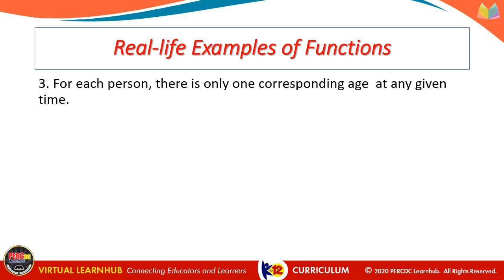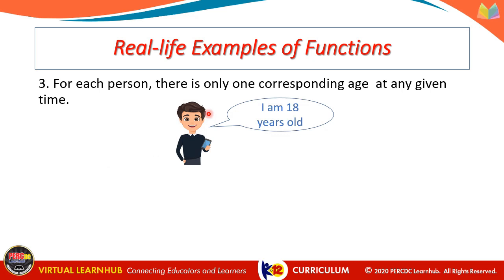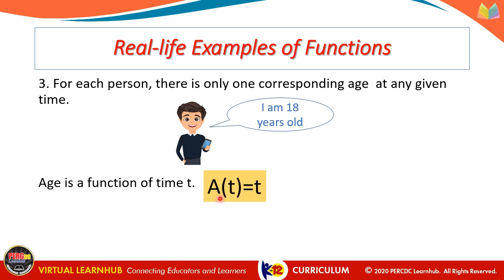Example number 3. For each person, there is only one corresponding age at any given time. Say, for example, this man is 18 years old today. No person can claim that he or she is both 18 years old and 60 years old at the same time. That is impossible. We can say that age is a function of time, t, and we can write a of t is equal to t, where a of t is the age.